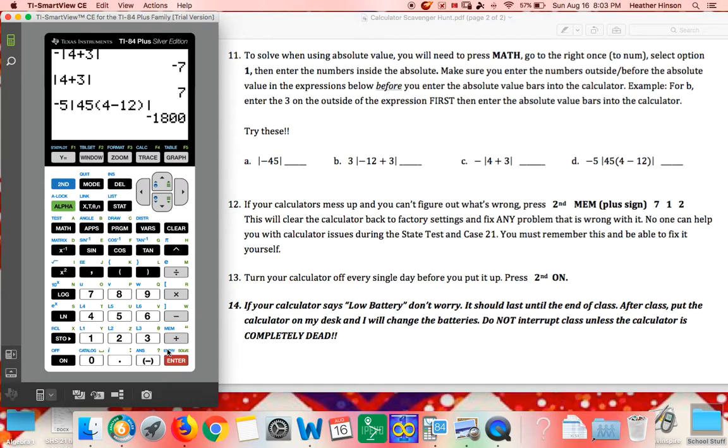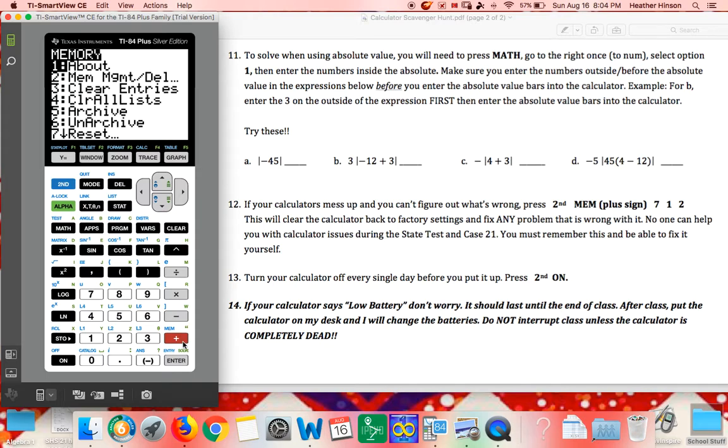So for number 12, if your calculator messes up, it keeps giving you an error, you can't figure out what's wrong with it, it's just completely messed up, you can clear out your calculator, and it'll take everything back to factory settings, and it should fix absolutely any problem that's wrong with it. All you have to do is at the second, which is that blue button on the left, you're going to hit mem, which is your plus sign. So down here on the right, it says mem above it. That's your memory. So second plus, and then we want 712.